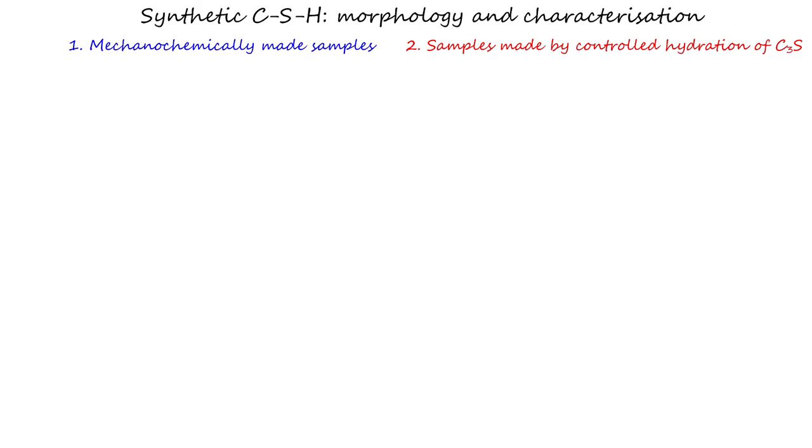On this slide, some of Elena's results on the synthetic CSH are discussed. We always compare the mechanochemically made samples in blue and the samples made by controlled hydration of tricalcium silicate in red. First, we look at the accessible calcium to silicon ratio.